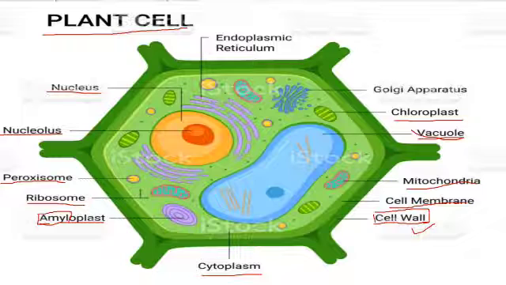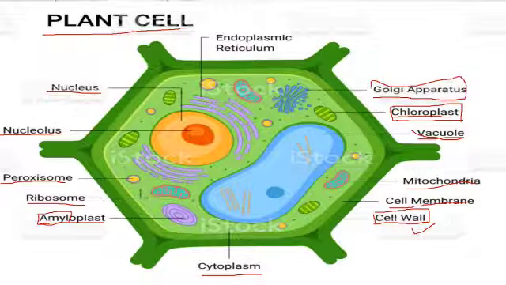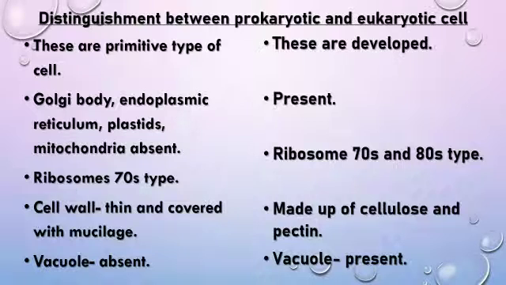Here it's important to note that the chloroplast is found in the plant cell. It is not found in the animal cell. In the chloroplast, chlorophyll is present, and due to the chlorophyll, the color of the leaves becomes green. So this is important to note that the chloroplast is found in the plant cell, not in the animal cells. The next one is the Golgi apparatus, also known as the Golgi body. And the next important plant cell organelle is the endoplasmic reticulum. Okay, endoplasmic reticulum.